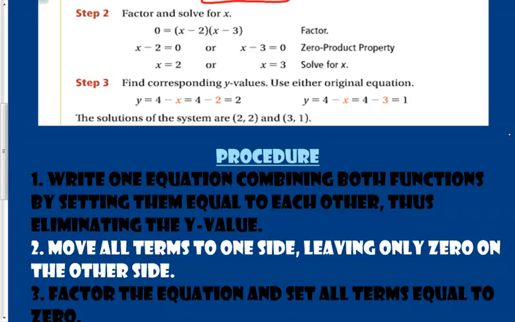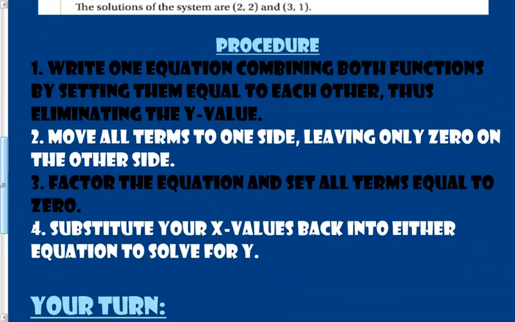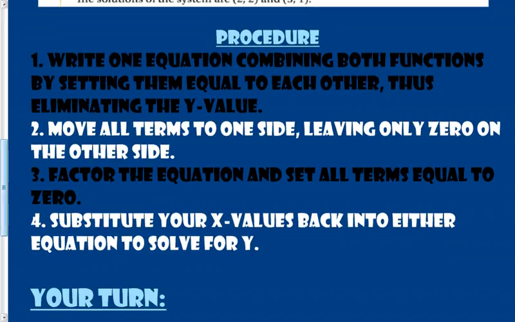So what we did there, in words, is we wrote one equation combining both functions by setting them equal to each other. That takes away the y value because we set them equal to each other. Move all terms to one side, getting only 0 on the other side, and then factor. When you set the factors equal to 0, we find our x values, and we can substitute them back in to find the y values.